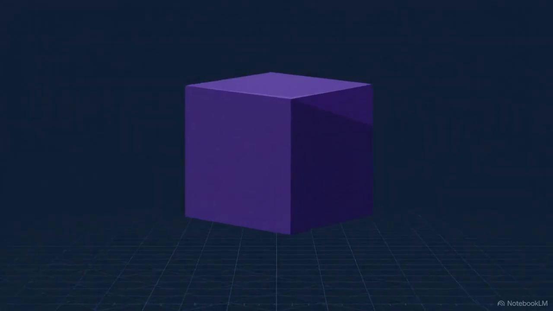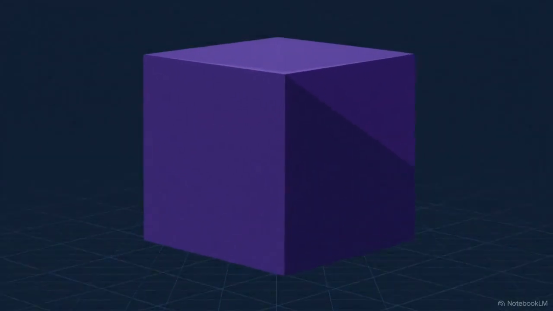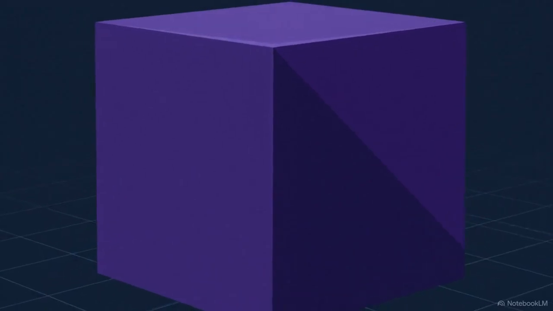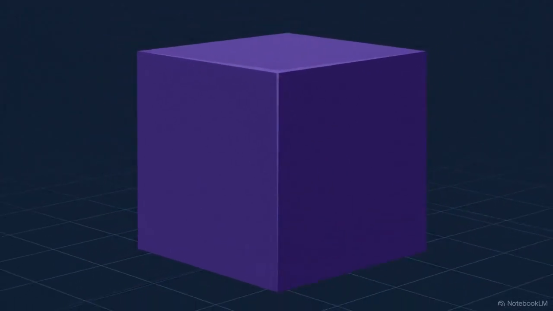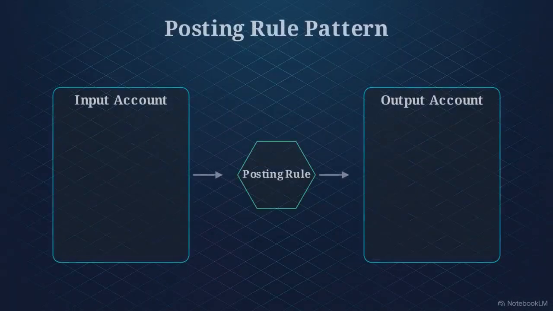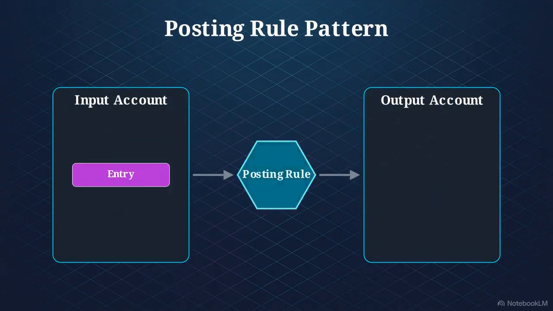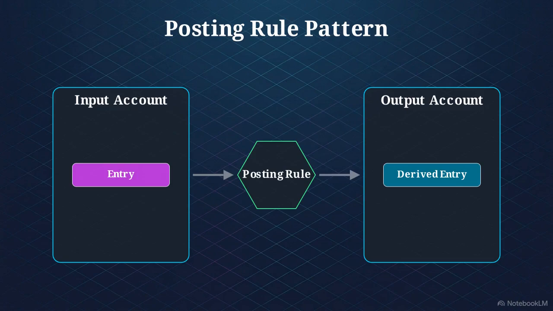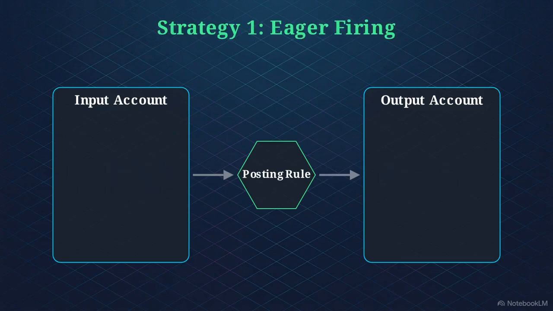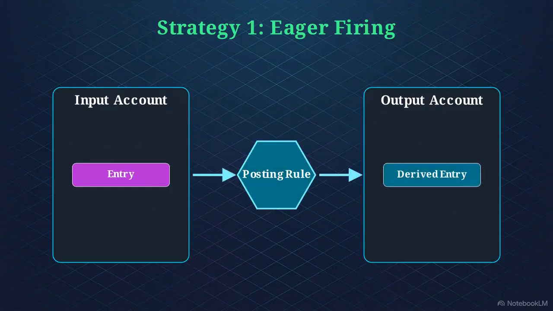Often, these scripts operate as a black box, where massive amounts of critical business logic are hidden away from the rest of the system. We contain this by introducing the posting rule pattern. The concept is straightforward. An entry placed into one account automatically triggers a mathematically derived entry in a second account. The complexity lies in when that second entry actually happens.